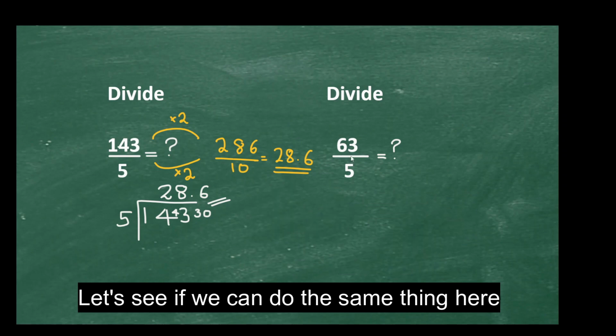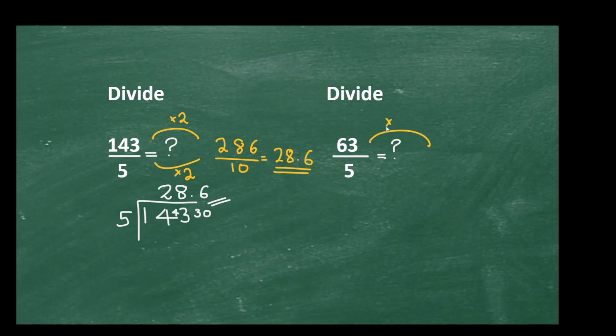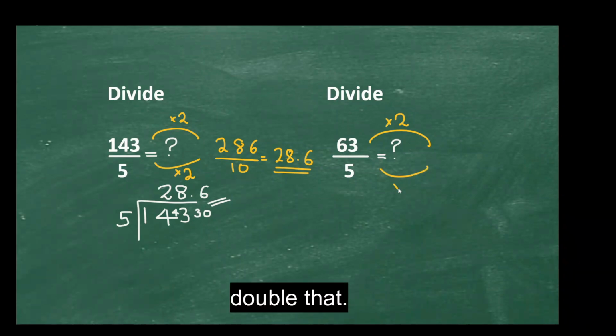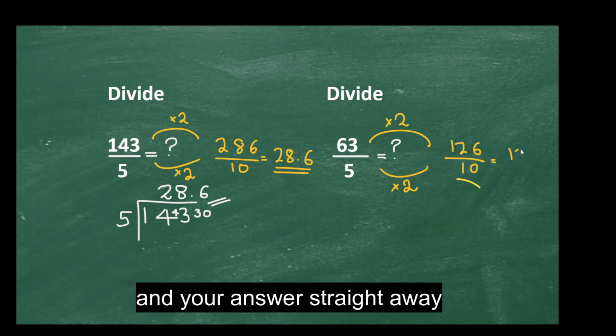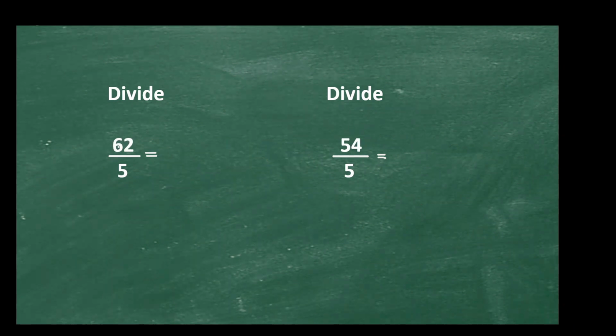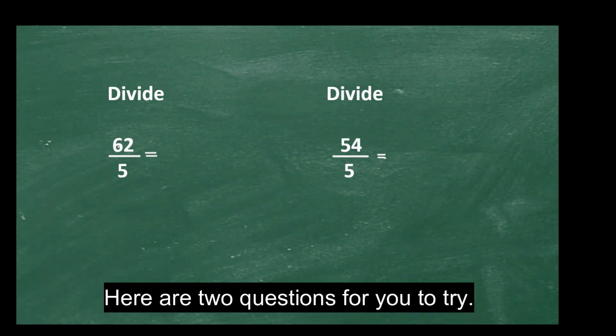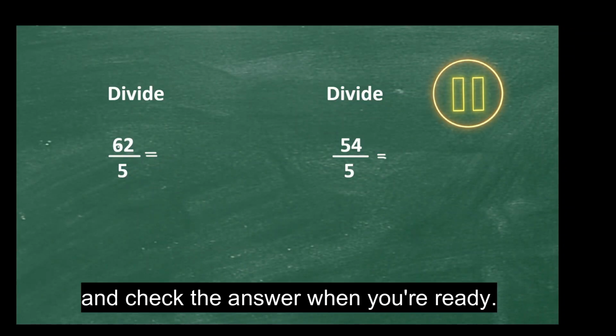Let's see if you can do the same thing here. Rather than doing the normal way, what you need to do is double this, double that. So double 63 is 126, double 5 is 10, and your answer straight away is 12.6. Done. Here are 2 questions for you to try. Do this in your head and check the answer when you're ready.